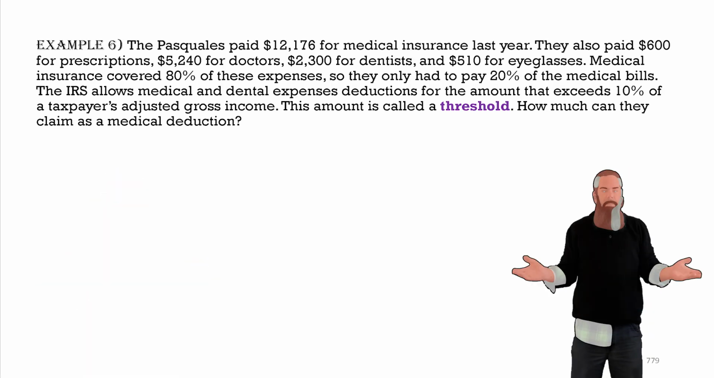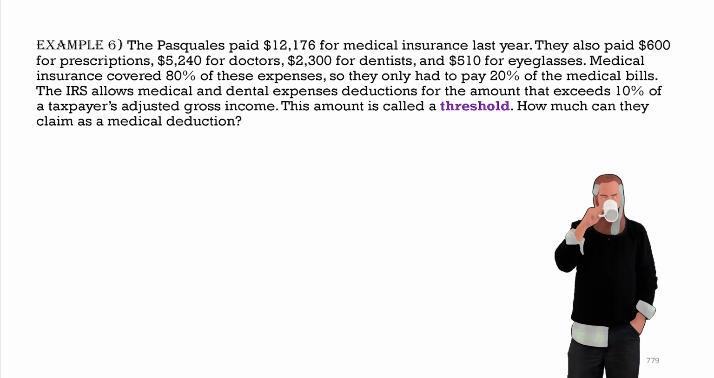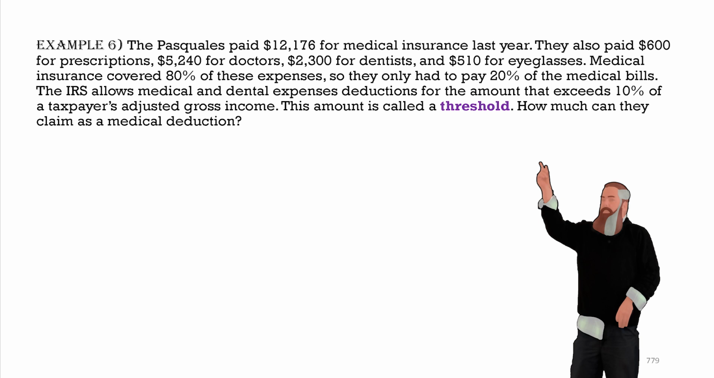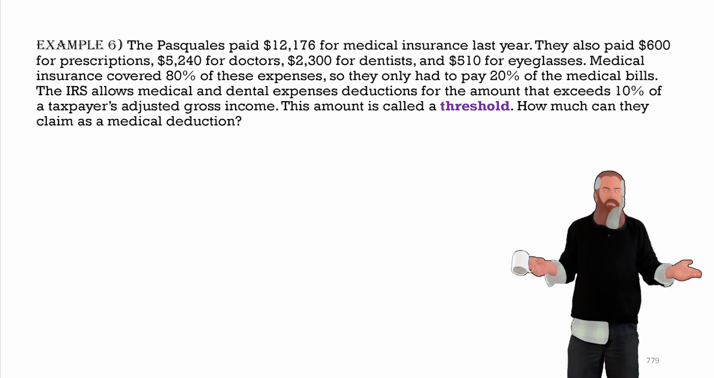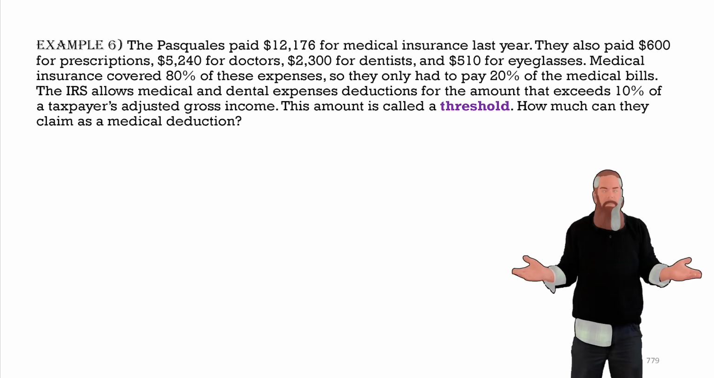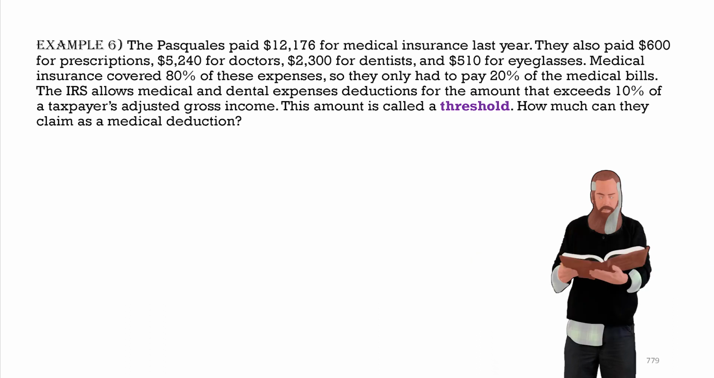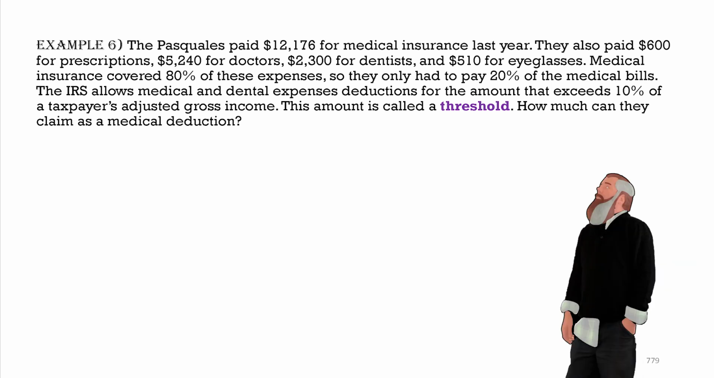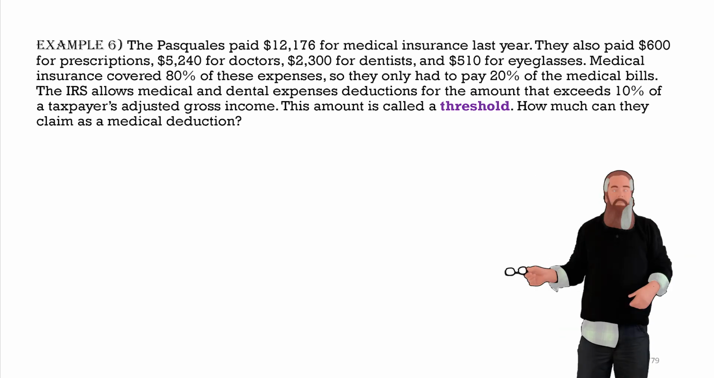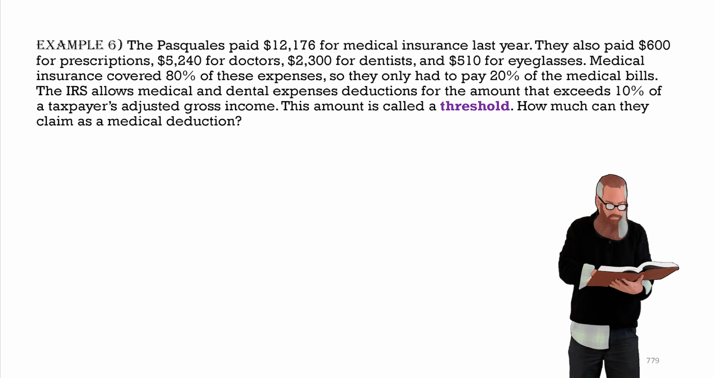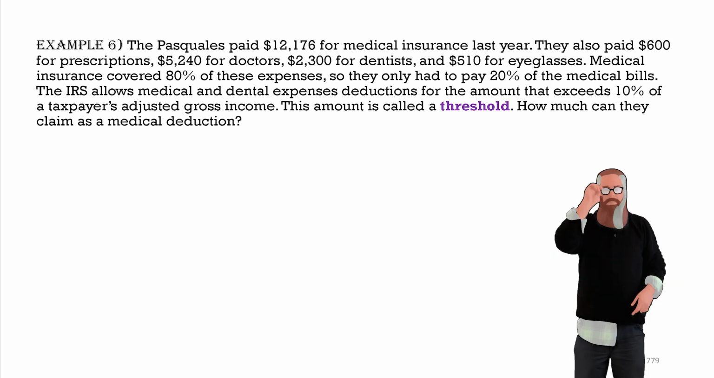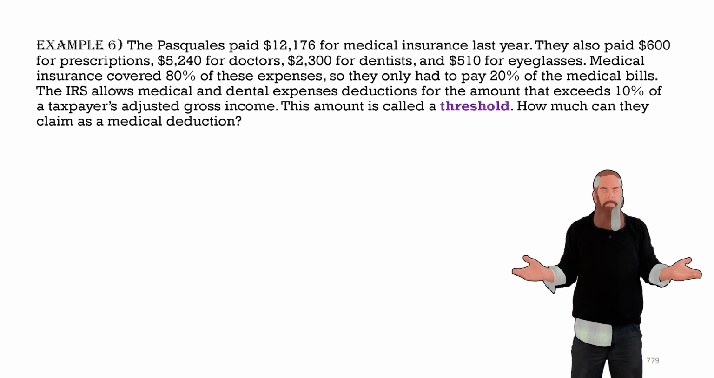The Pasquales paid $12,176 for medical insurance last year. They also paid $600 for prescriptions, $5,240 for doctors, $2,300 for dentists, and $510 for eyeglasses. Medical insurance covers 80% of these expenses, so they only had to pay 20% of the medical bills. The IRS allows medical and dental expense deductions for the amount that exceeds 10% of the taxpayer's adjusted gross income. This amount is called a threshold. How much can they claim as a medical deduction?